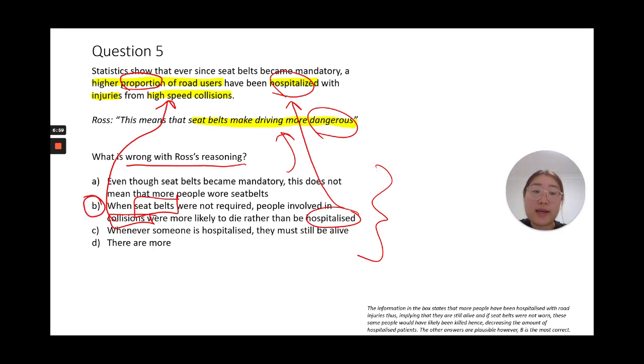Okay, so what they're implying is that the seatbelts actually save these people's lives, and instead of them just dying straight away, they're able to be hospitalized, able to be kept alive until they got to hospital because of these seatbelts. So it's kind of contradicting Ross's argument directly. So that's why B is the best answer there.